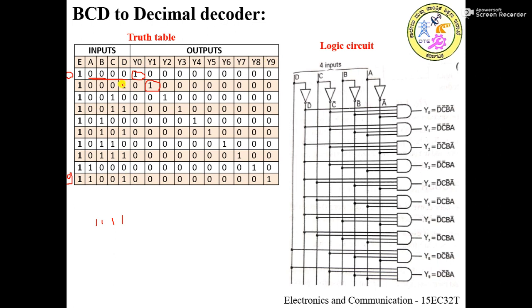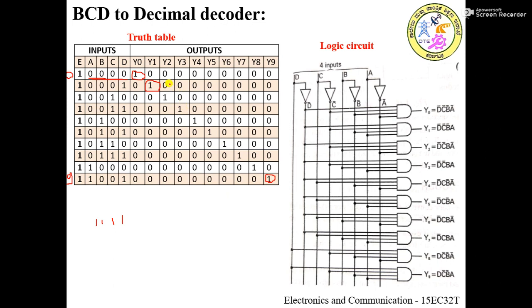So if you continue like this, the last combination will be 1001. With 1001, only y9 will be activated and it is active high. The rest of the output lines are zeros. You can see here. Okay.